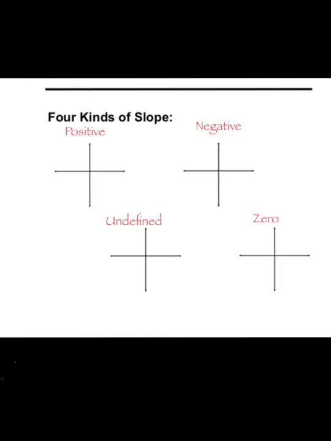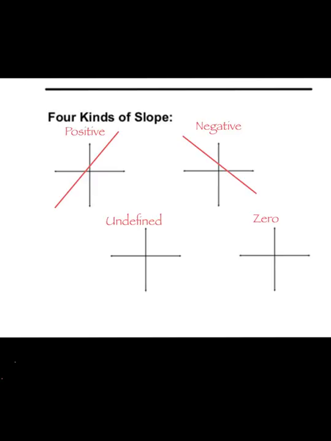Now you read the line just like you would read a book. We're going to read the lines from left to right. So if from left to right, the line is increasing, it's said to have a positive slope. If from left to right, the line is decreasing, the slope will be negative.